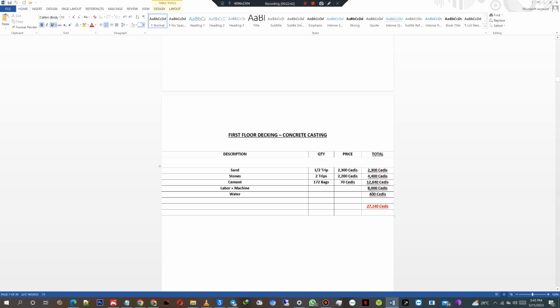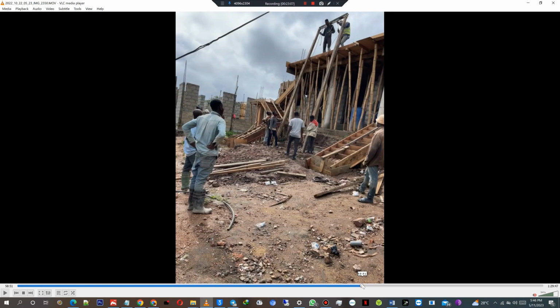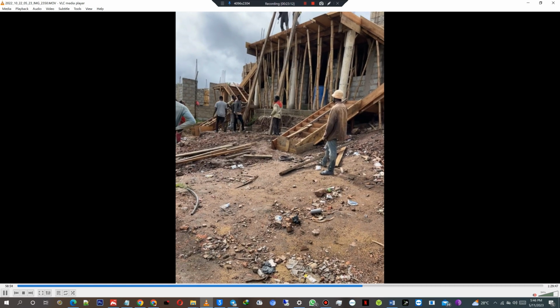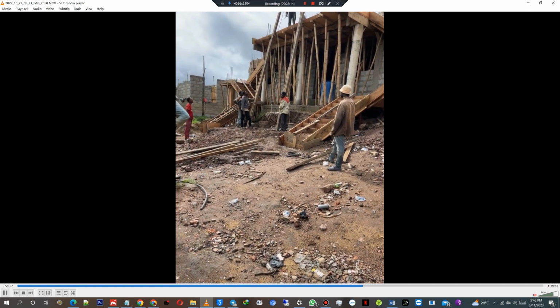We used 3 days in casting this project. Actually, there was rain falling during the entire week, so guys, we didn't have any option than to do it. So we bought water for 100 Ghana cedis. Casting the first floor wasn't a joke, guys. There was rain, so this was day one of bringing the machine to the site, guys. It wasn't easy.